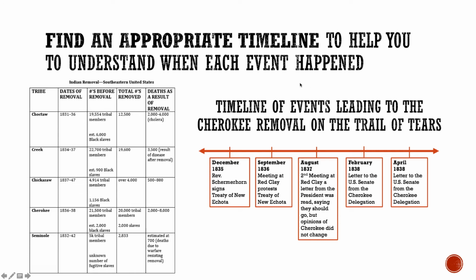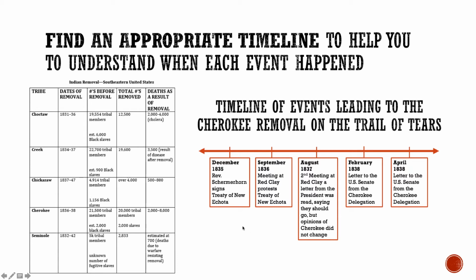So I have a couple things here. This timeline right here talks about the events leading up to the Cherokee removal on the Trail of Tears. So when I wrote about the unfair treaties, I know I read specifically about the Cherokee unfair treaty, that New Echota Treaty. So this timeline talks about the New Echota Treaty and how that was unfair. So I could definitely use this timeline to help me.